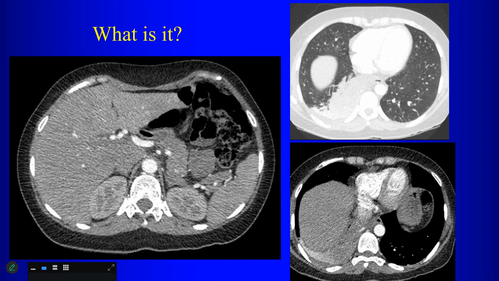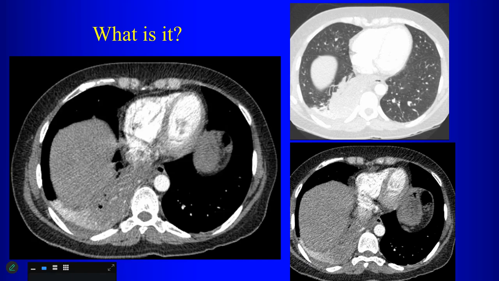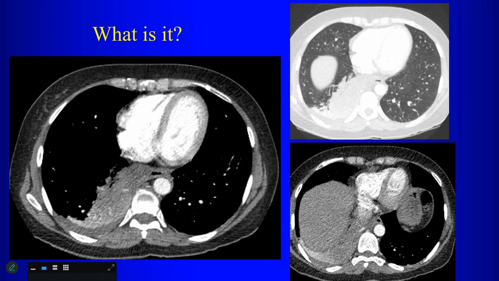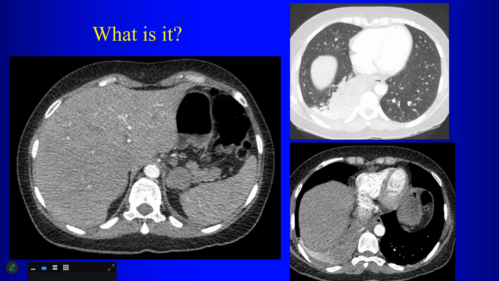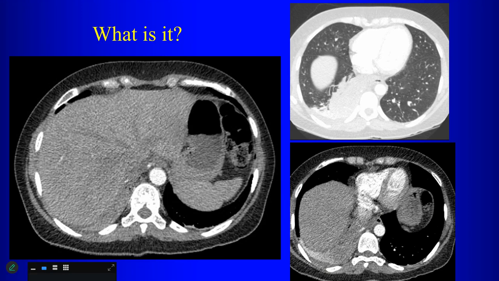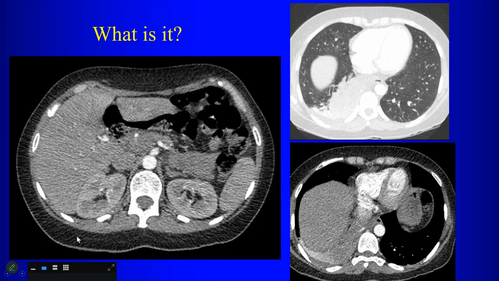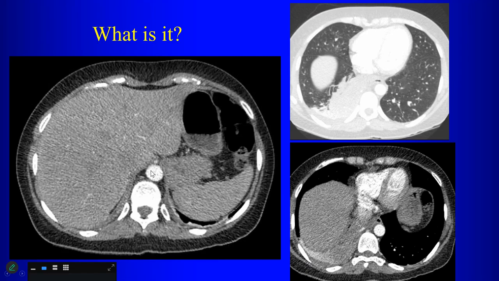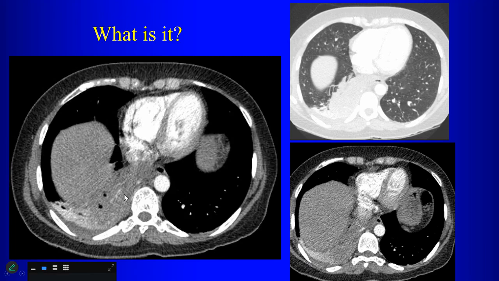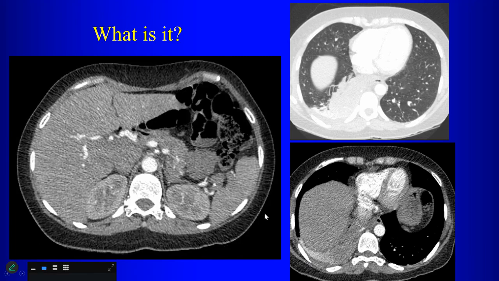Anybody know what it is? Sequestration. Why? I think it's from the artery. Yeah, there's a consolidation here, right? Some mass-like consolidation, but there is a blood supply coming from the aorta, the abdominal aorta in this case, going up to it, which tells us that this is a sequestration, right?